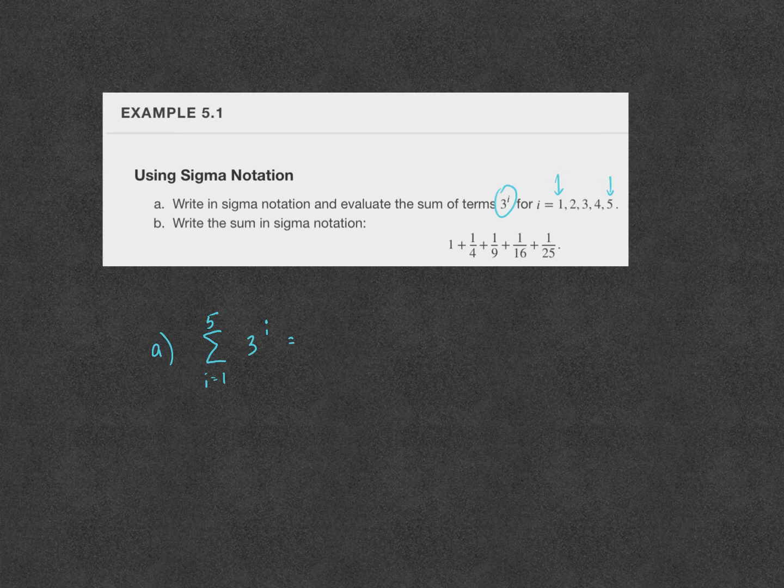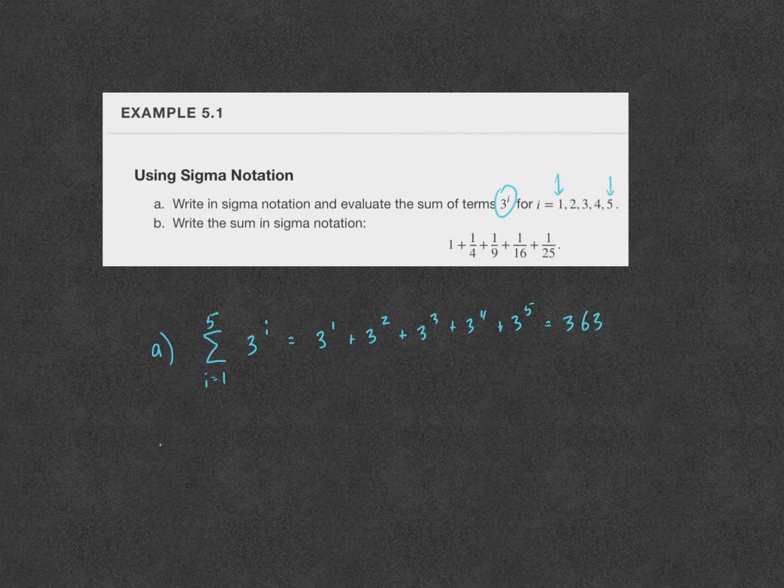So we start at the bottom number, 3 to the first power, and count up from there, 3 to the second power. And this is a summation. They are always plus signs between these terms. 3 to the third power, plus 3 to the fourth power, and I'm going to stop when I get to my top number, the top of the index, 3 to the fifth power. So that's how we write that out. If you do type that into your calculator and add it all together, you will get 363.